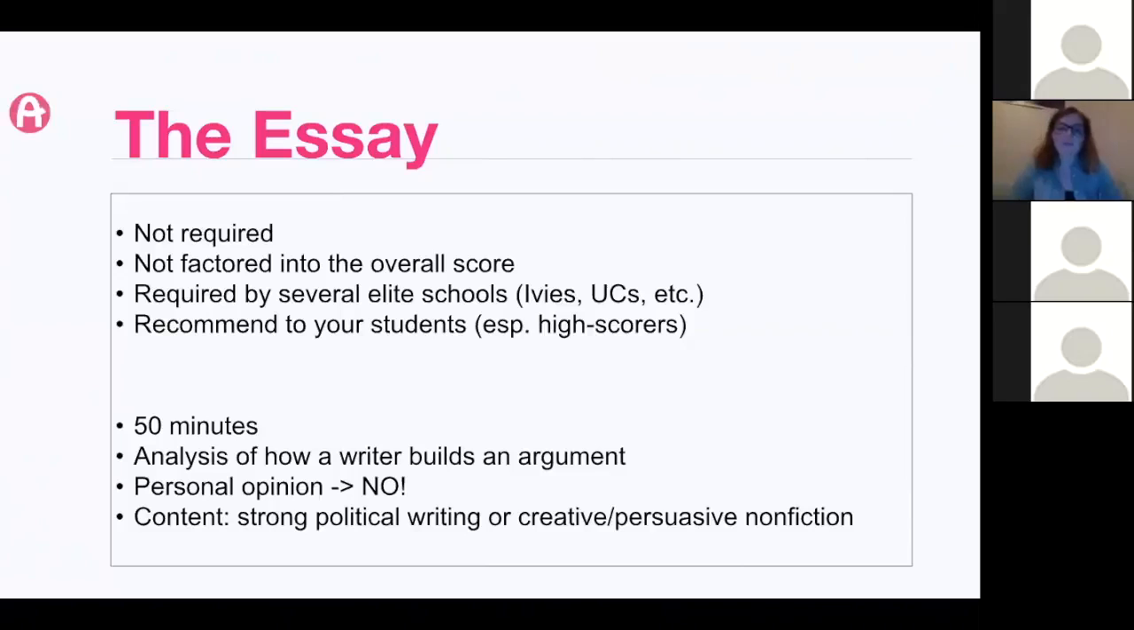The essay is 50 minutes long, which is quite brief for the amount of writing and thinking that goes into it. Your students that will probably perform best on this are the ones who have taken the AP Language and Composition test, which I believe is 45-minute essays of a similar sort of analytical genre.